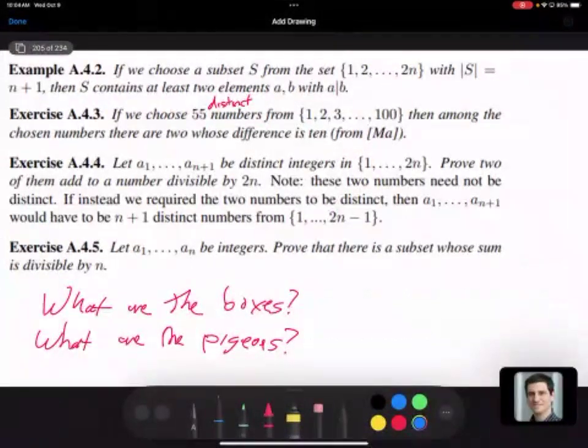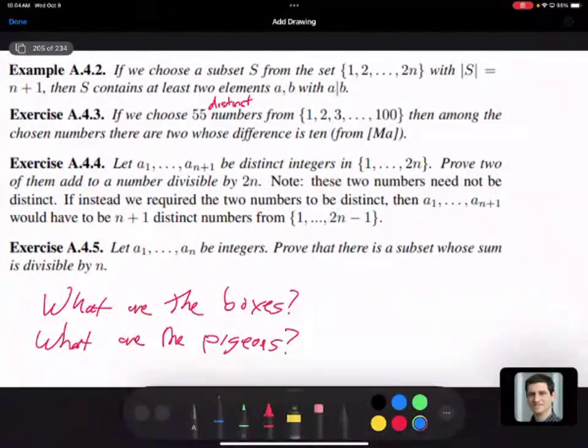So in the previous lecture on the pigeonhole, we talked about exercise A43, from a book I wrote with my friend Ramin Takloo-Bighash. If we choose 55 distinct numbers from 1 to 100, then among the chosen numbers, there are at least two whose difference is 10. This is a standard type problem. We discussed whether or not 55 is actually required or if that's overkill. When I create problems, I deliberately do not want to use the best possible numbers. I don't want to give things away.